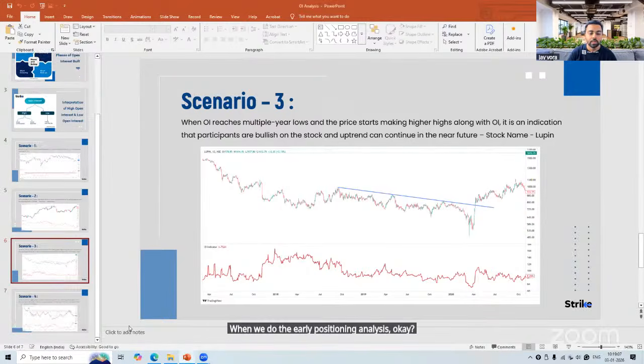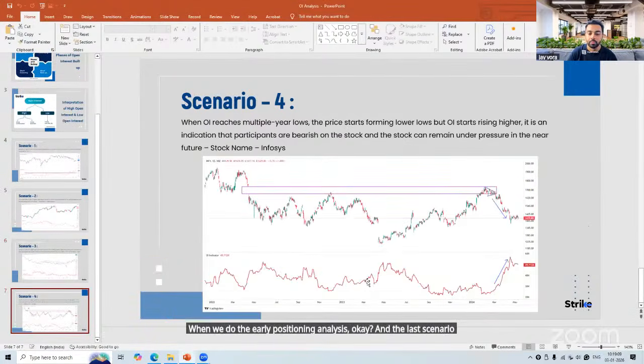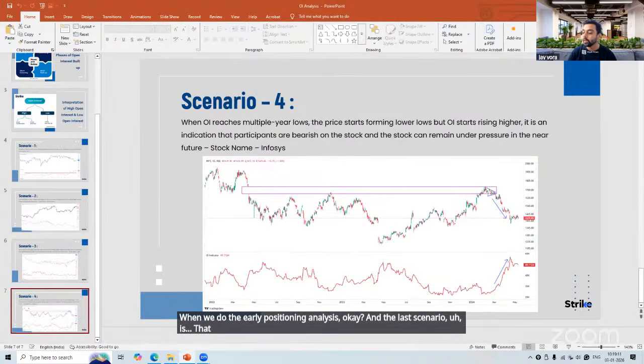And the last scenario is that the open interest is... Sorry, just give me a minute.